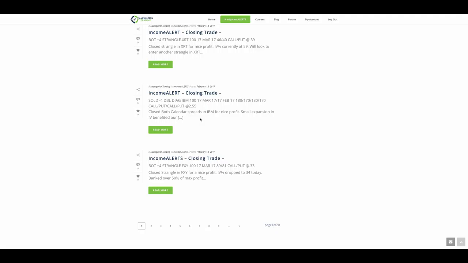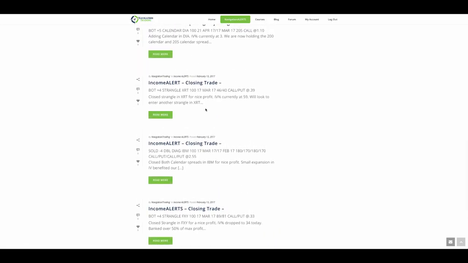Next one was in IBM. We initially put a calendar on at the 170 mark. Price kept moving up, so we put on the 180. Then we finally got a little bit of a pullback in IBM and a slight expansion in implied volatility, which benefits calendar spreads. We were able to take both of those off for a nice little profit.